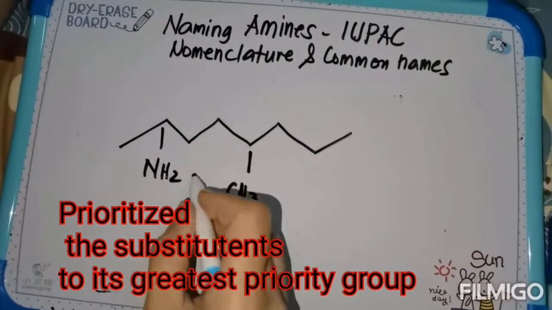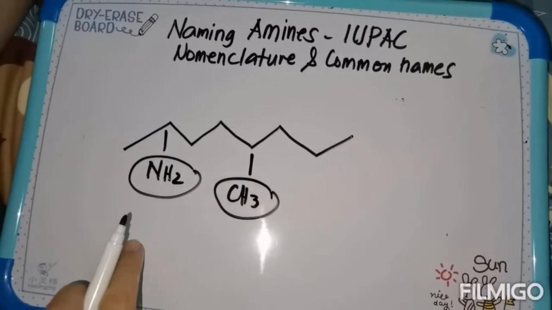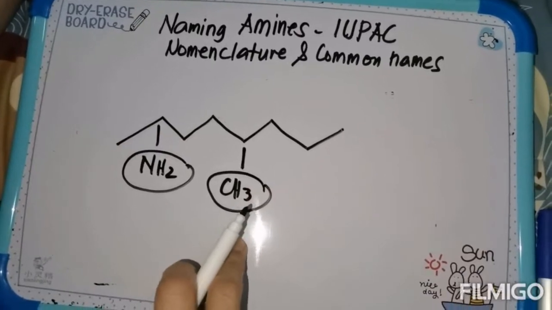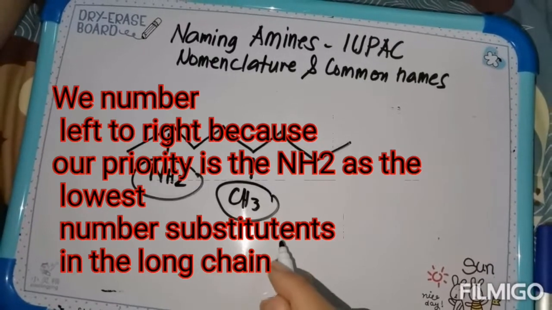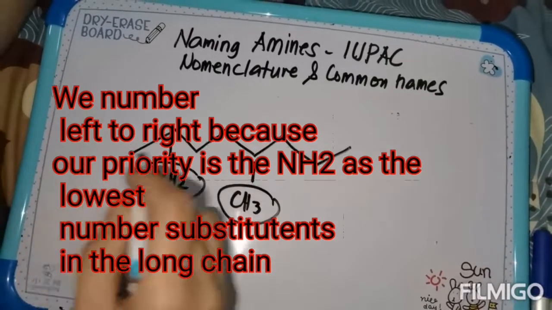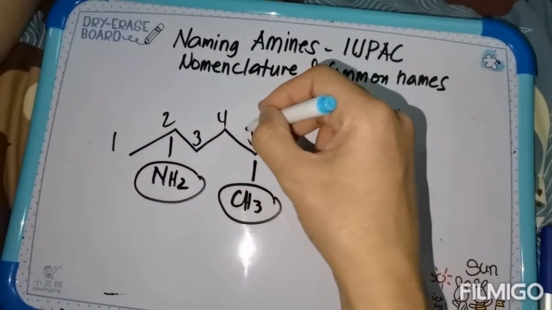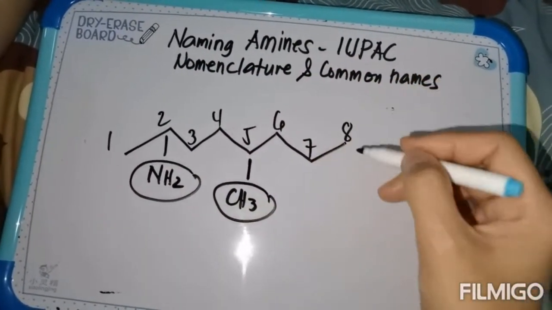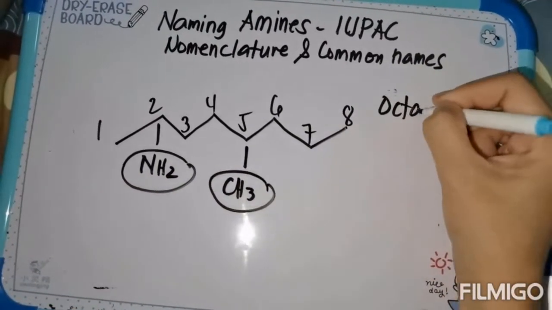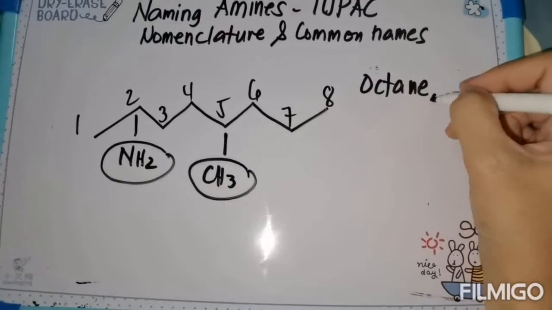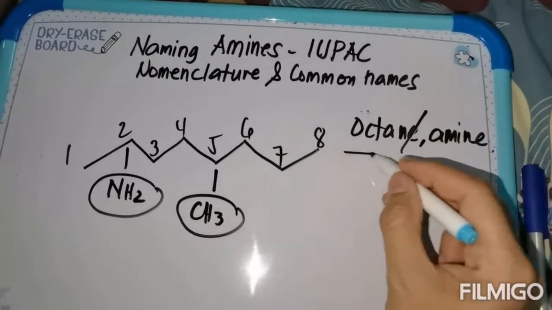Okay, so as we all know, this is amino and this is an ethyl. Amino has more priority than methyl in the longest numbered chain here. So we are going to number with the lowest number from left to right. Okay, so 1, 2, 3, 4, 5, 6, 7, 8. So it comes up with an 8 long chain, so it will be octane. And the functional group is amine. So drop the E, it will be octanamine.